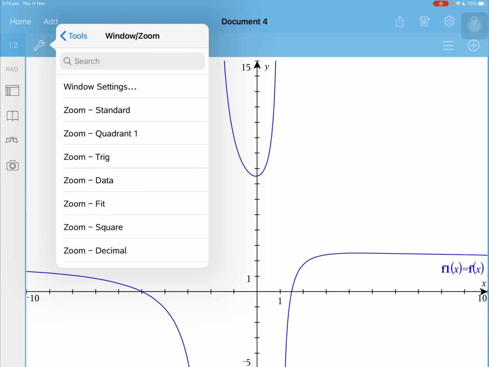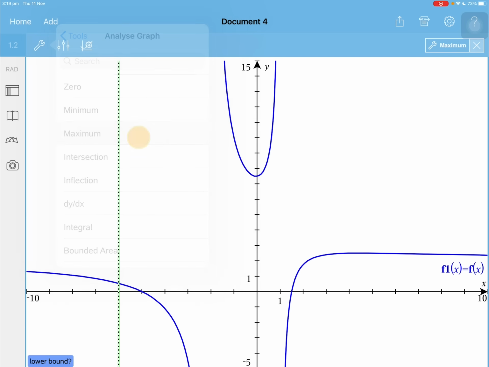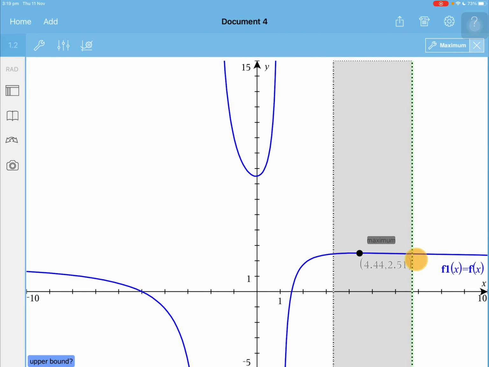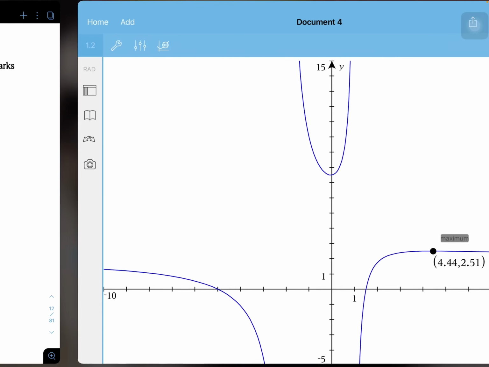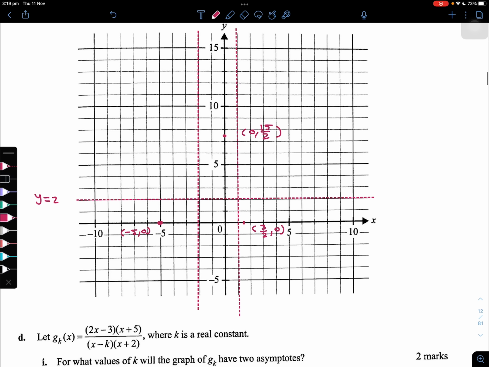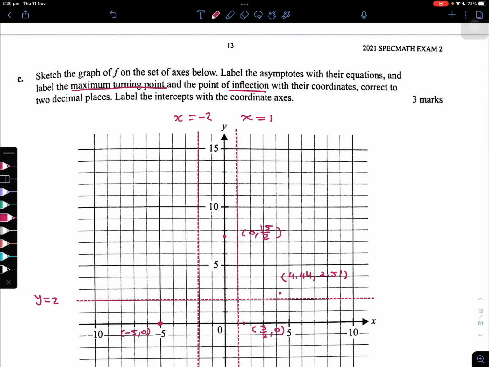Now, you can go to Analyze. Let's go to Analyze Graph, and let's do maximum. Let's do from there to like there. Okay, so it has a maximum at 4.44, 2.51. So we have 1, 2, 3, 4. 4.44, 2.51 is about there-ish, right? Yep, and 2.51. It's about there. Okay, so 4.44, 2.51, right? They wanted 2 decimal places.